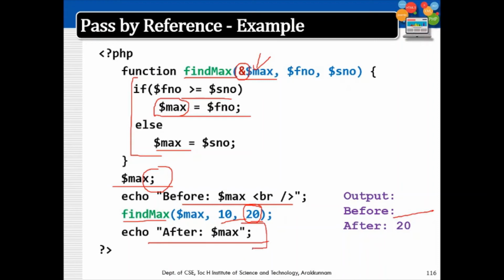directly access it here, because the change is made in the reference of max, that is the actual location of the max variable. So the value after will be 20. So this is an example of the pass by reference mechanism. Instead, you can put an ampersand here also. Instead of this you can do it here also. That also will be valid. So at the actual parameter side or at the formal parameter side you can add the ampersand symbol.